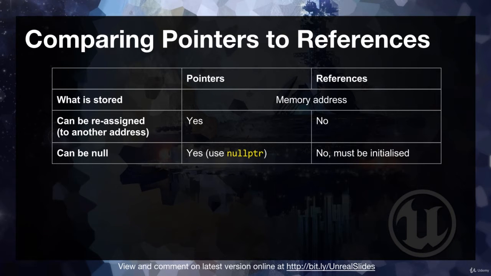So, consequently, a pointer can be null, so you can have a pointer pointing at nothing. Obviously, if we try and use the contents of nothing, it's going to be a bit problematic. We get dereferencing errors and things like that.